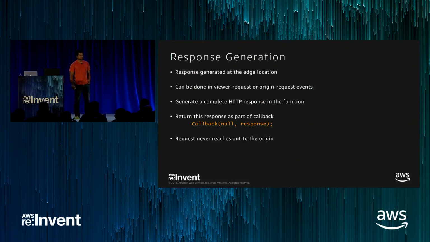Cool. Just reiterating what we talked about, it can be done in both places. What you generate is a complete HTTP response, including the status and all of those, and we will see examples of how to do that. And then in the request, up till this point, we've been calling back or returning to CloudFront the modified request. So if you guys remember, in the origin request and the viewer request, we always had callback null comma request. That one changes here. If you are generating a response at the edge, then you generate that response, which is a full HTTP response, and you return that generated response.